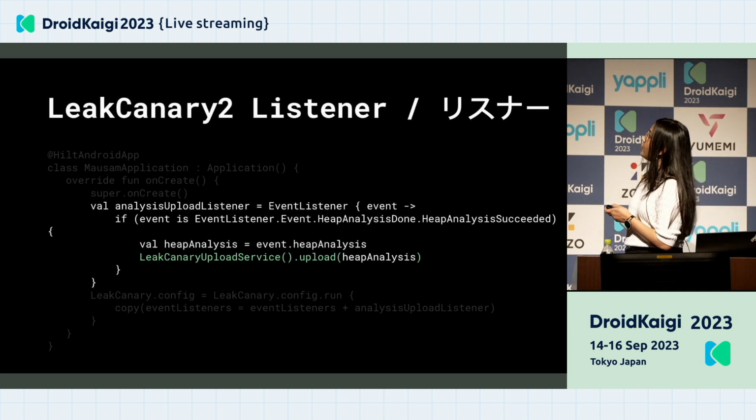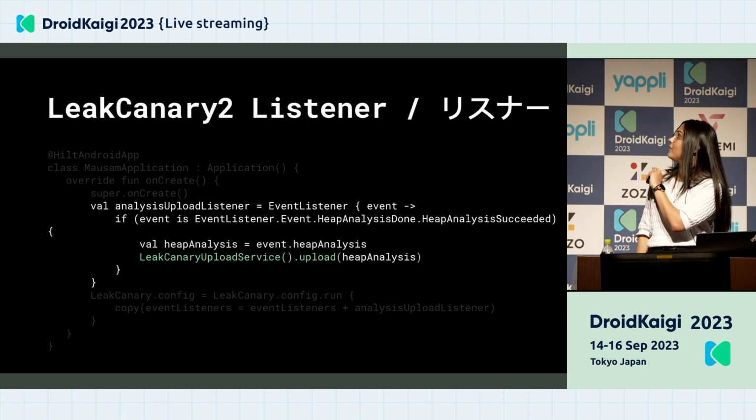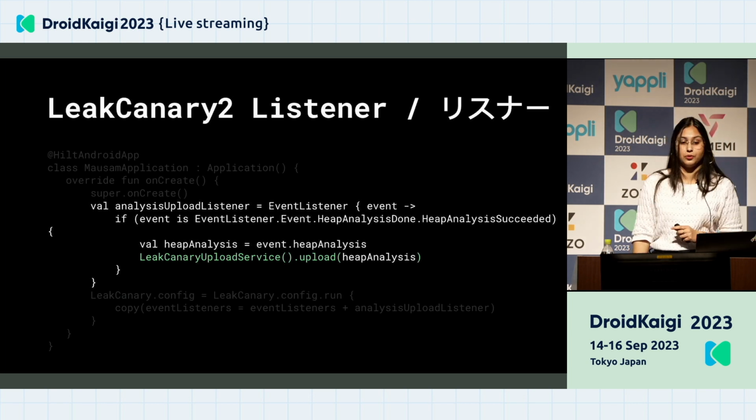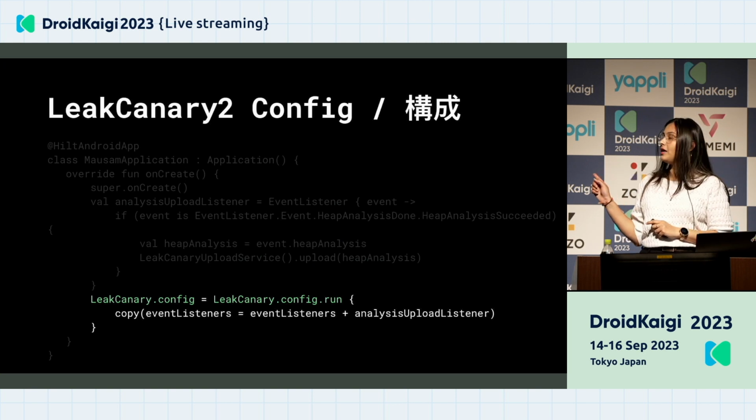So if you see over here, we have added an event listener for the heap analysis success data class. And we're going to pass that entire information to the leak canary upload service. But make sure that you update your configs as well. So this particular piece of code can help you out. You just have to copy your event listeners plus the listener which you implemented.